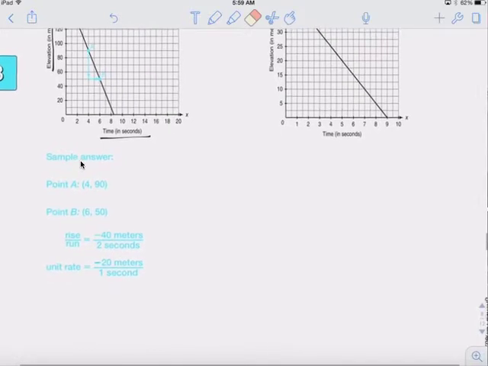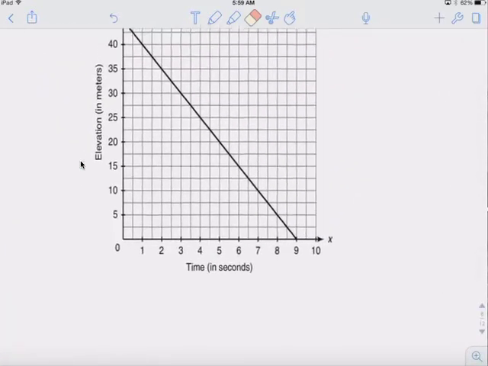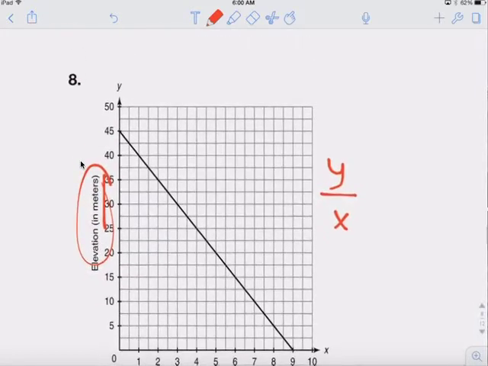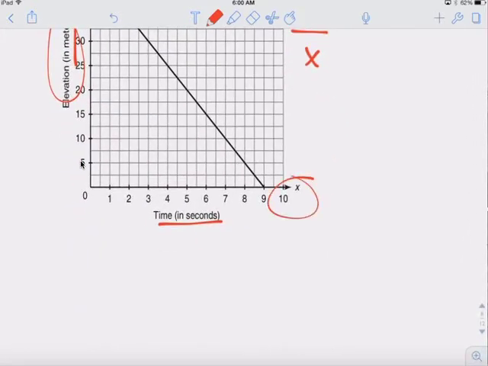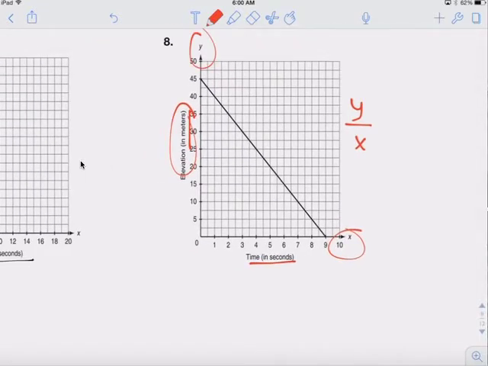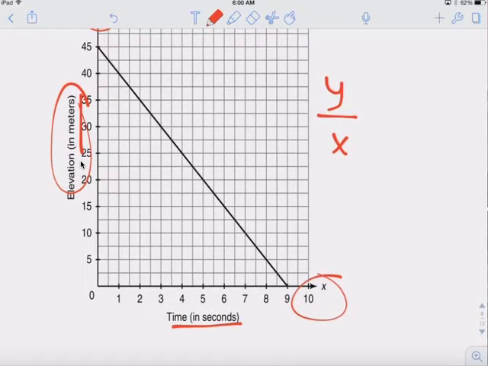Okay, let's do number 8. They did number 7 for you here. Number 8. Distance in meters, elevation in meters over time in seconds. Remember, this is y over x. Y over x. Very important that you remember that. Let's choose our first point, anywhere you want. I'll choose this one, watch. 0 and 45. We'll do that.